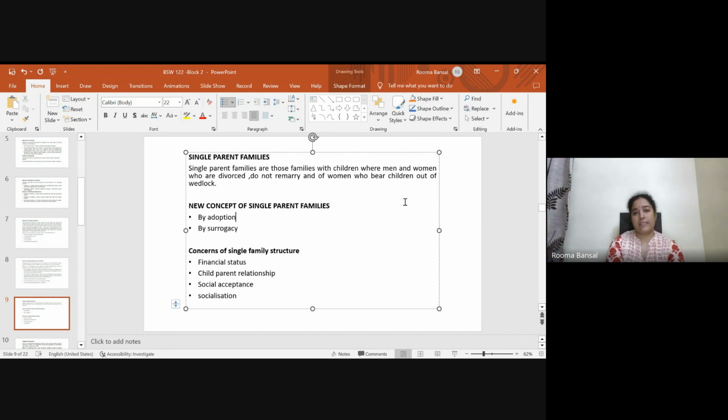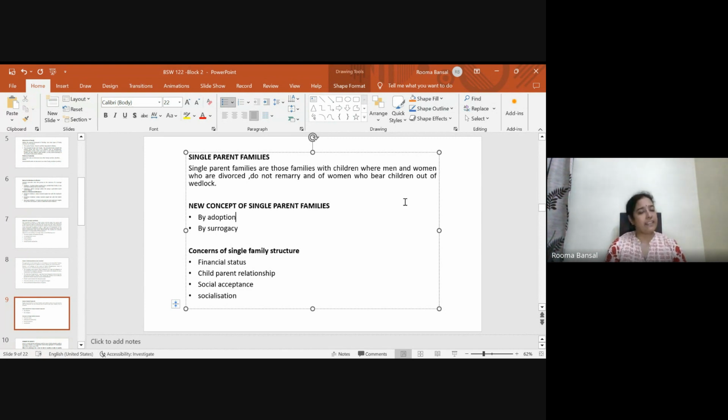This is called surrogacy. Nowadays, men also can have a child by surrogacy, means without getting married, they have the right to take the facility or advantage of surrogacy agencies or any agencies which are providing the facility of surrogacy. They can take the advantage and give birth to a child as a father. So this is the new concept of single parent family.